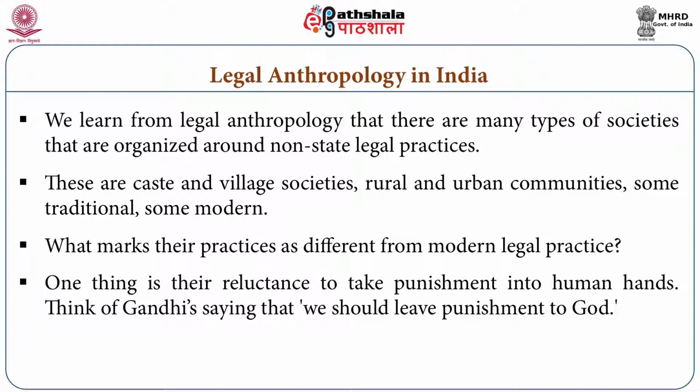It's the reluctance, according to these practices, to take punishment into human hands. So you can think of Gandhi saying that we should leave punishment to God. Legal anthropologists have noted this in a number of communities that self-organize in resistance to state law. It's the marked character of state law to remove punishment from the hand of God and put it into the hand of the sovereign. So in the transition to the development of modern legal practices in Europe, one of the crucial moments of this was removing the concept of crime from the concept of sin. In other words, criminality was considered a transgression against human legal norms and should be avenged through human legal norms.